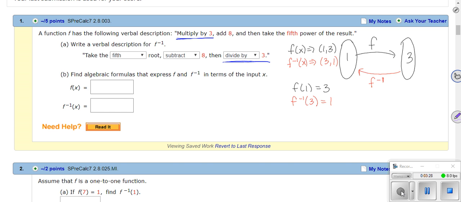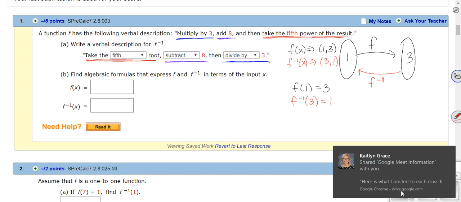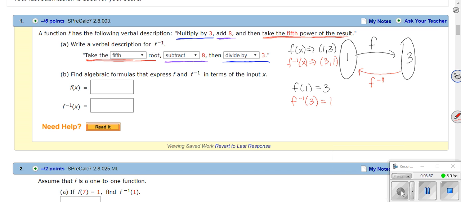The add 8 here in the original function gets turned into subtract 8, okay? And again, opposite order. In the original function, we have take the 5th power of the result, okay? In the inverse function, we have take the 5th root. And again, each step is turned into its opposite, in reverse order, okay?